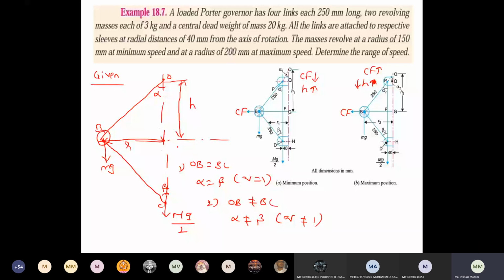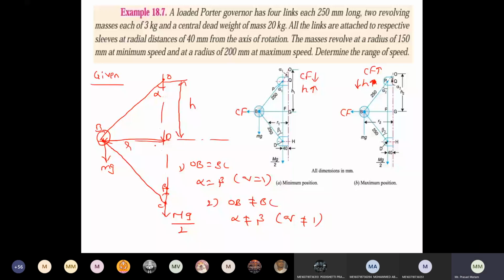Got it. Now give labeling. This is P. C has already been given. D I can write; randomly you can pick the points. Now BD is your radius of rotation and OD is the height of the governor. This is how you need to draw based on the problem.